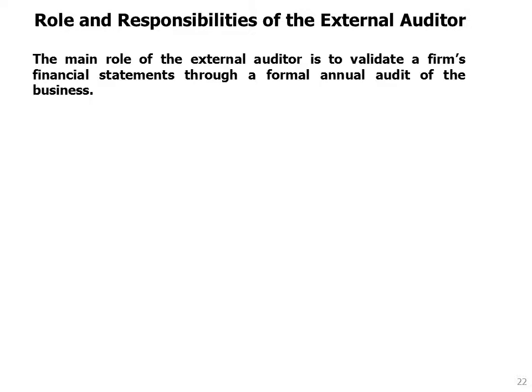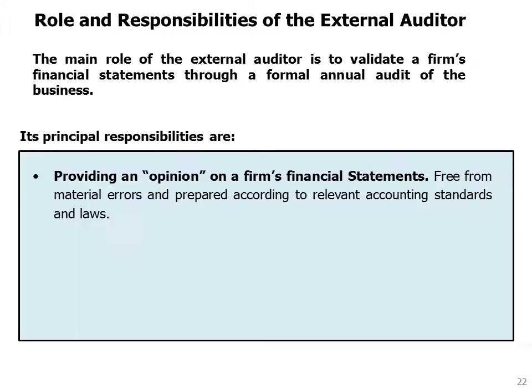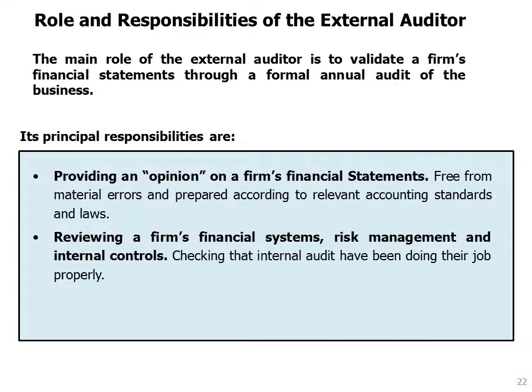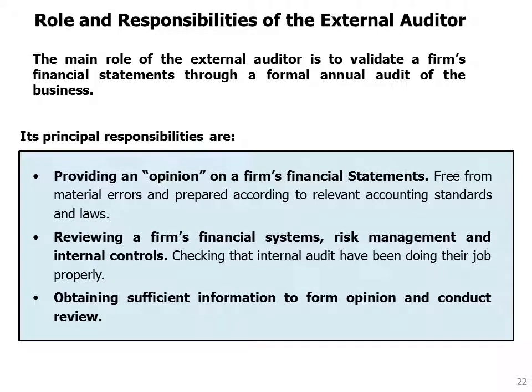Roles and responsibilities of the external auditor. So the main role is to validate firms' financial statements through the formal annual audit of the business. So more detailed principal responsibilities are providing an opinion, we've looked at that, a true and fair view on a firm's financial statements, and this is giving an assurance that they are free from material errors and prepared according to relevant accounting standards and laws. And also in terms of the firm's financial systems, reviewing a firm's financial systems, its risk management and internal controls, which means working closely with internal audit, checking that they are doing their job properly. And in order to do their job, they need to be able to obtain sufficient information to form an opinion and conduct the formal review.